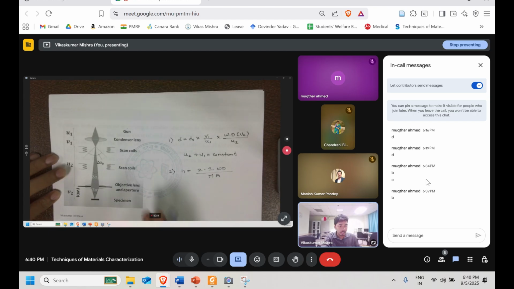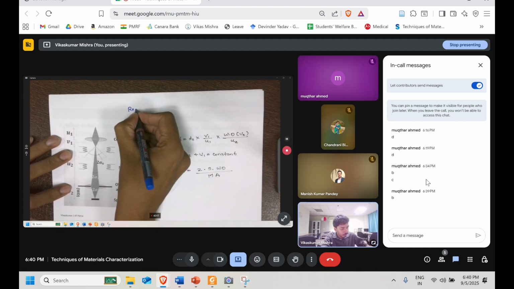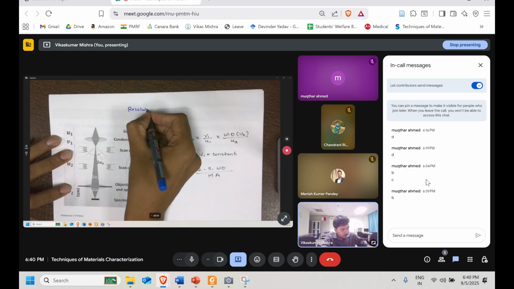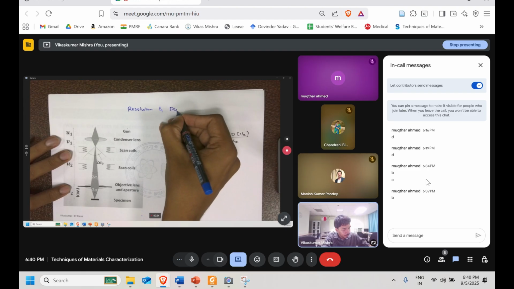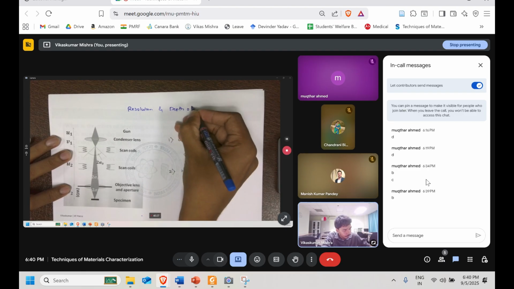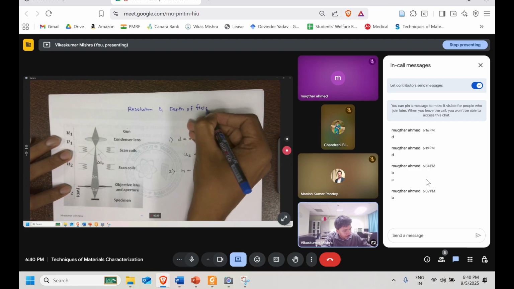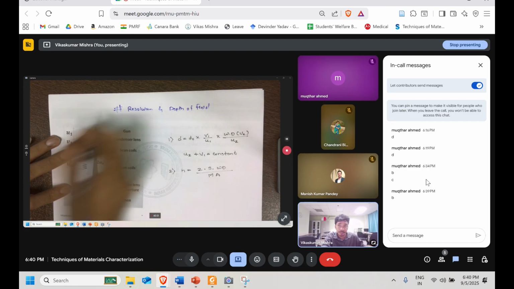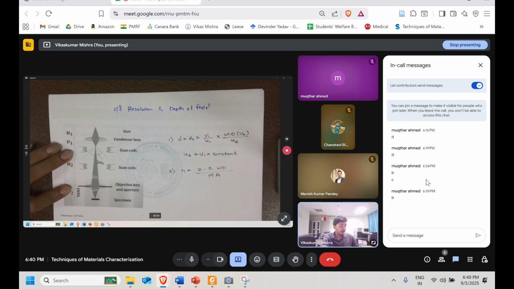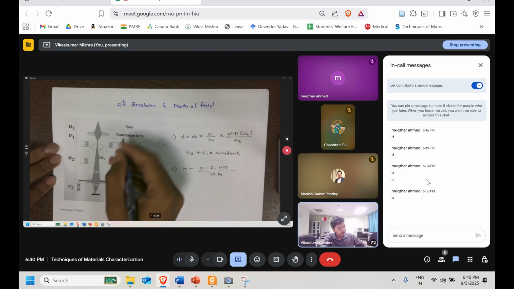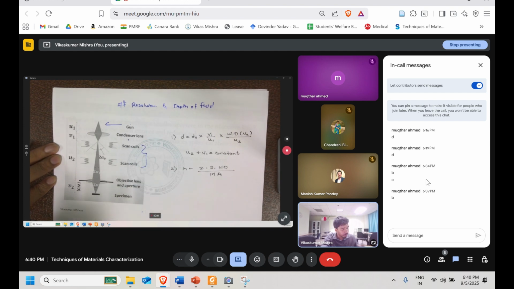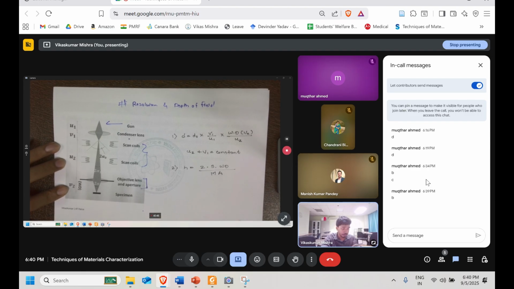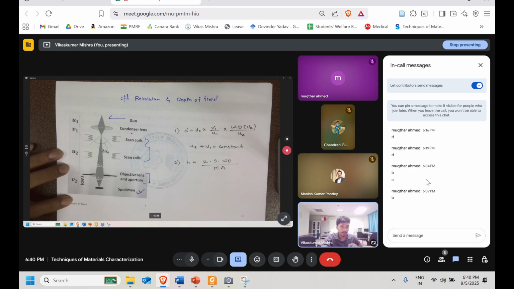Now the important part about the resolution, and one more thing, depth of field. This is what we are going to discuss now. So here we can see that again the electron gun is there, the condenser lens is there, the scanning coils are there, the objective lens is there, and the objective aperture is there. Then the specimen.